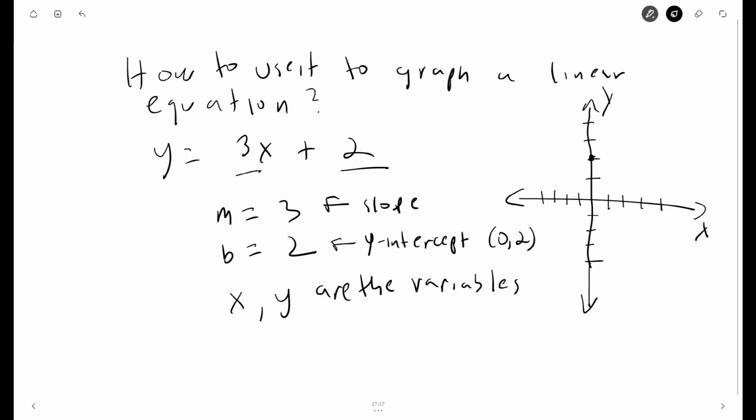Then we're going to apply the slope. The slope is 3, so it's 3 over 1. What that means is that you move up 3 units. Sometimes we call the slope m the rise over the run. The rise is 3, and because there is no number underneath, we can just put it like that. So 3 units up and 1 unit to the right.